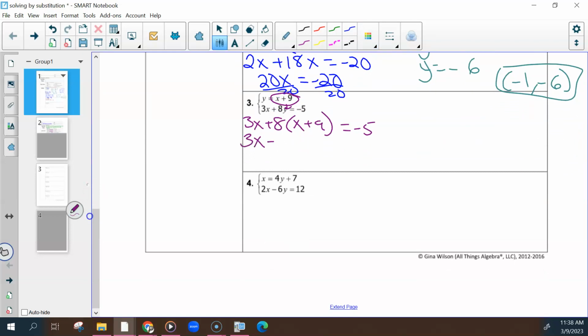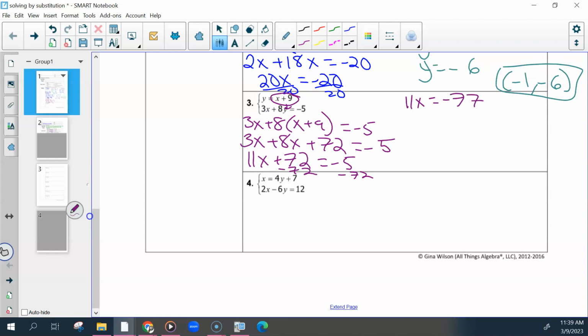You have 3x plus 8x plus 72 equals negative 5. Combine your like terms. We have 11x plus 72 equals negative 5. What would be our next step? 11x equals negative 77, and divide both sides by 11.